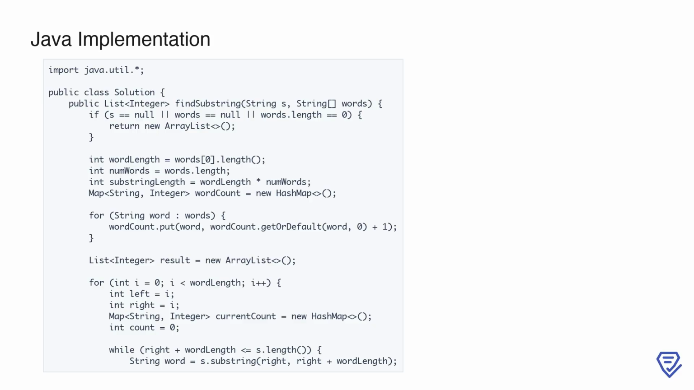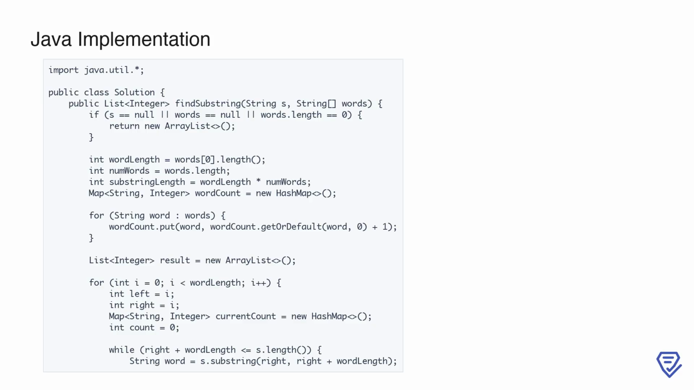After initializing an empty list result to store the starting indices of valid substrings, we begin iterating through the string with a loop that starts at different offsets, ranging from 0 to word length minus 1. This allows us to evaluate all possible alignments of words within the string.